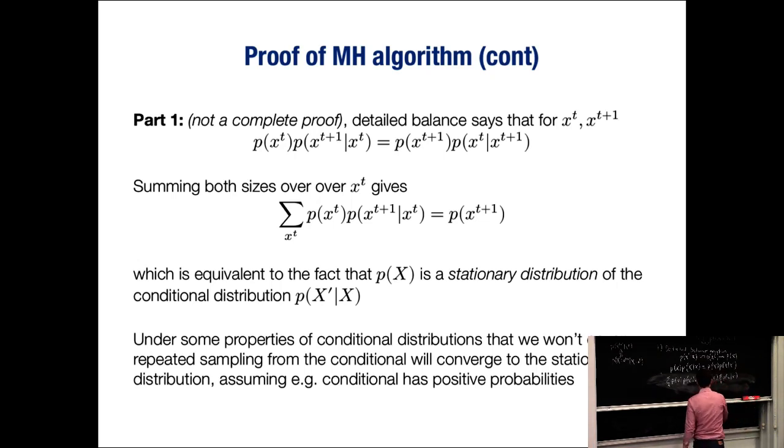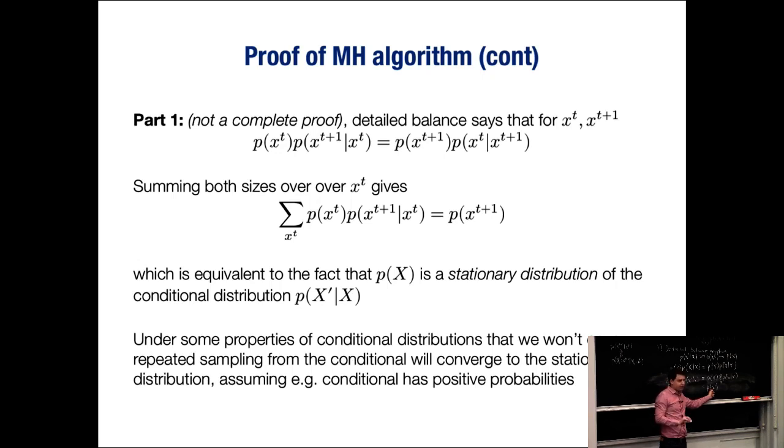But this term here is just equal to p of x prime, because I'm just summing over x here. So for any value of x prime, this term is going to be equal to 1. And so this just equals p of x prime. All right, and this is actually all that there is to that part of the proof. What this is saying is, if I start with a distribution p of x and I apply this update, I wind up with the same distribution p over x prime.